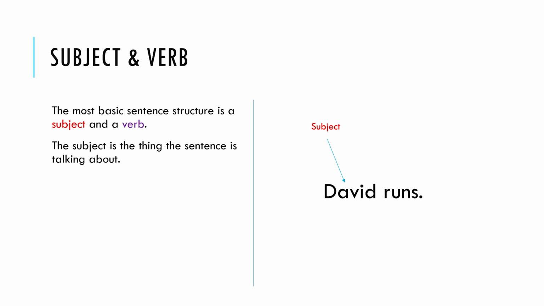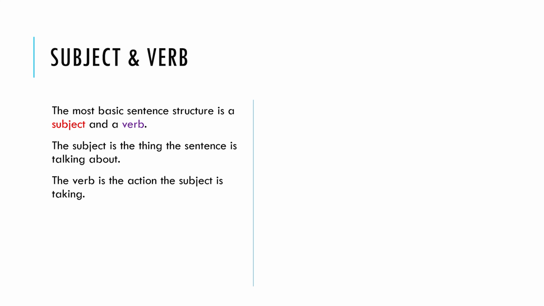Okay. The next thing we got to know is that the verb is the action that the subject is taking. So what is David doing in this sentence? He is running. That means runs is the verb. David is the subject of the sentence, and runs is the verb. Let's look at another sentence.